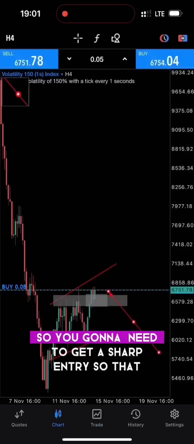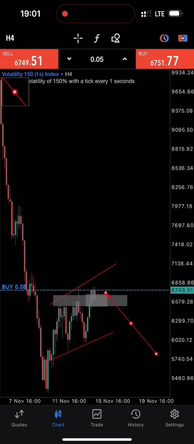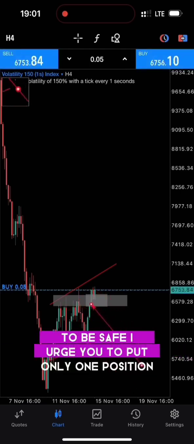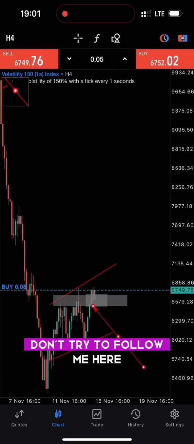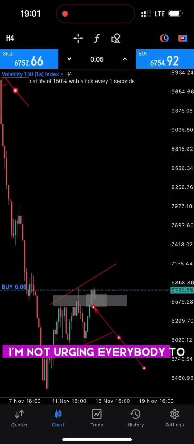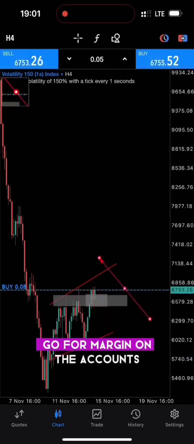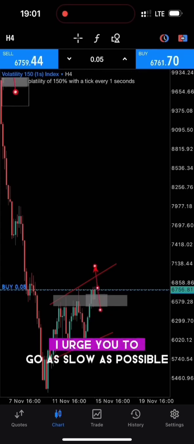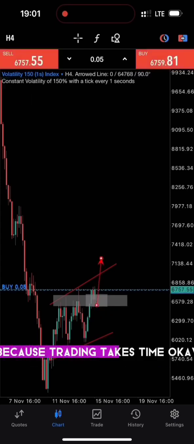So you're going to need to get a sharp entry so that your account does not blow. To be safe, I urge you to put only one position. Don't try to follow me here. I'm not urging everybody to go full margin on their accounts. I urge you to go as slow as possible because trading takes time.